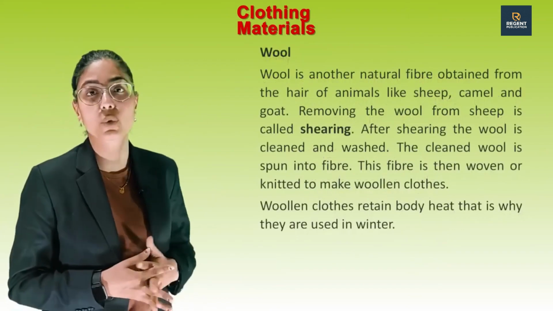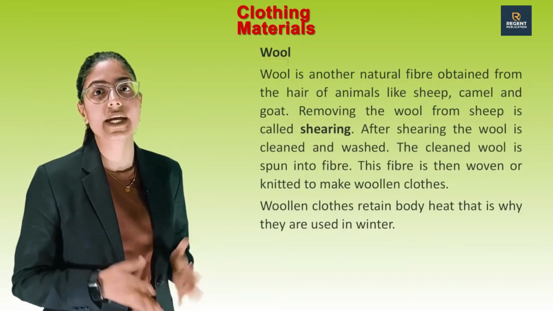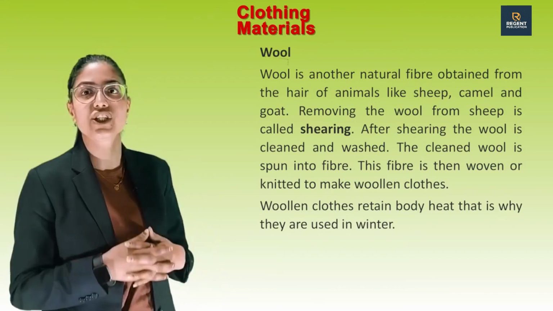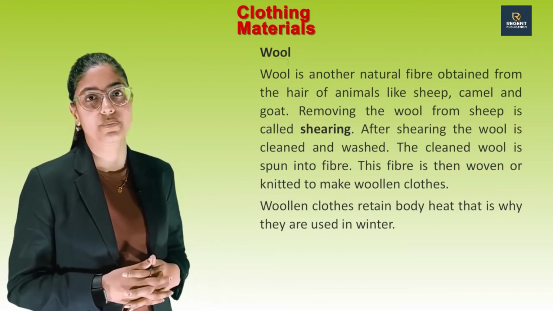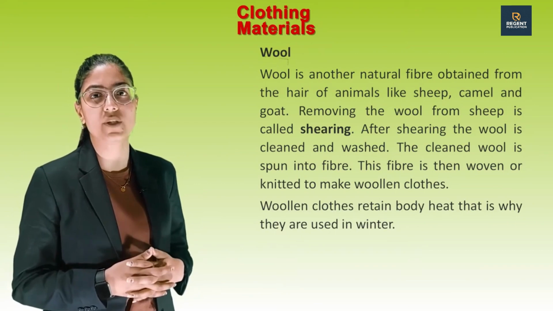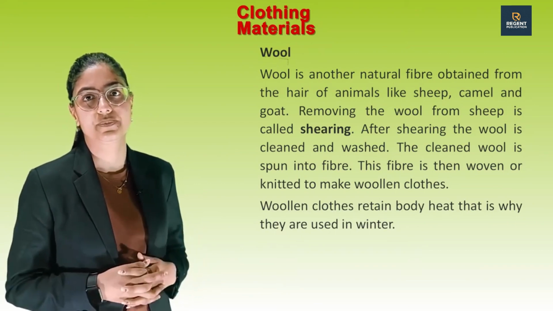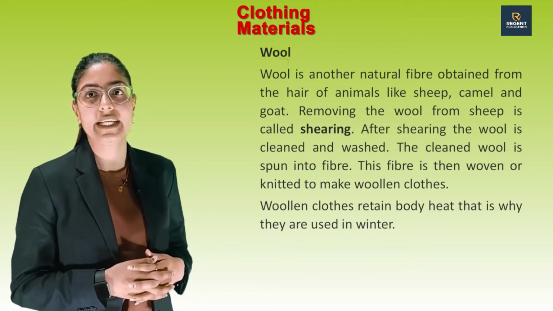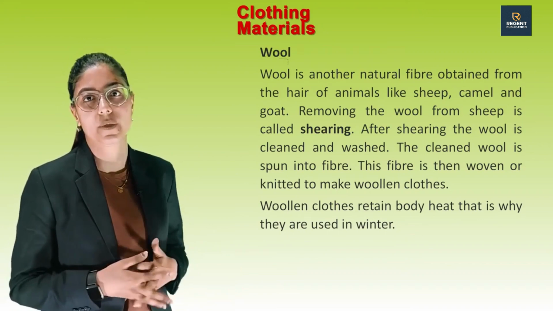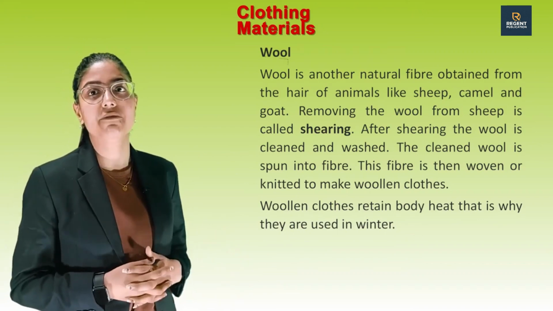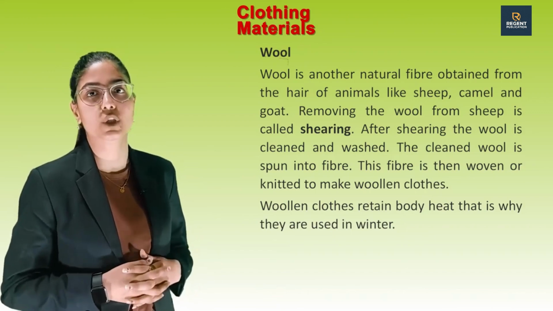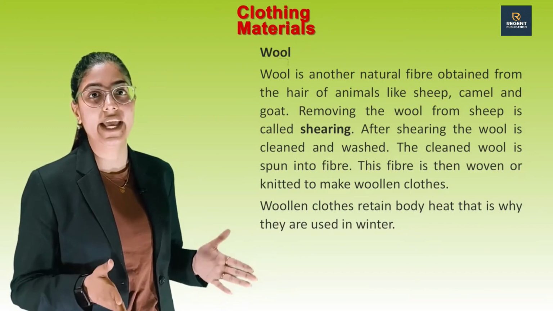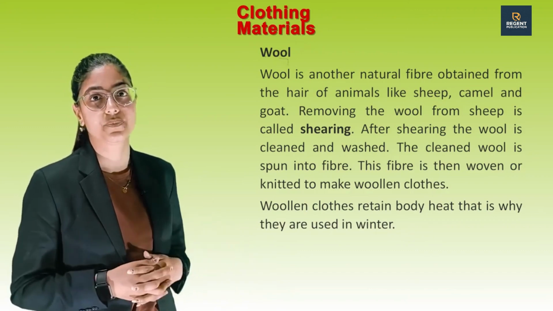Next is wool. Wool is another natural fiber obtained from the hair of animals like sheep, camel and goat. Removing the wool from sheep is called shearing. After shearing, the wool is cleaned and washed. The clean wool is spun into fiber. This fiber is then woven or knitted to make woolen clothes. Woolen clothes retain body heat, that is why they are used in winter.